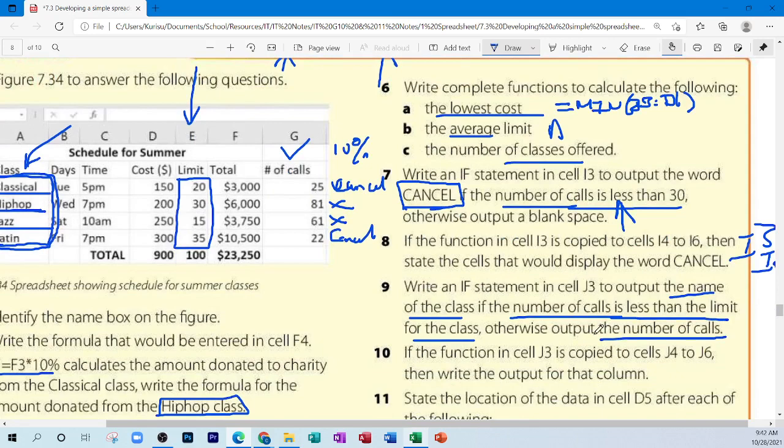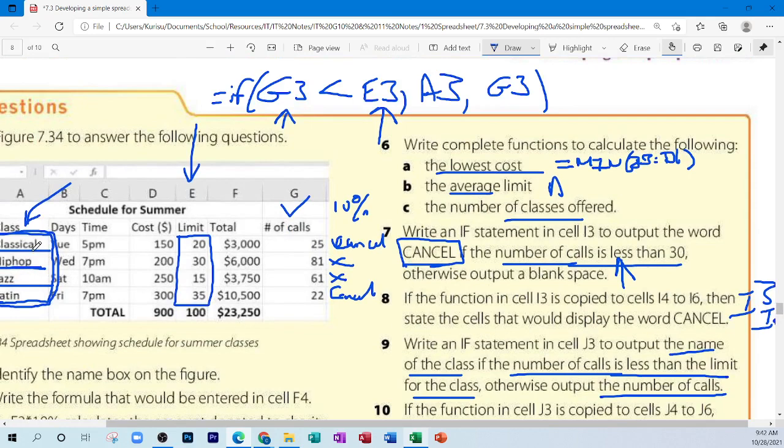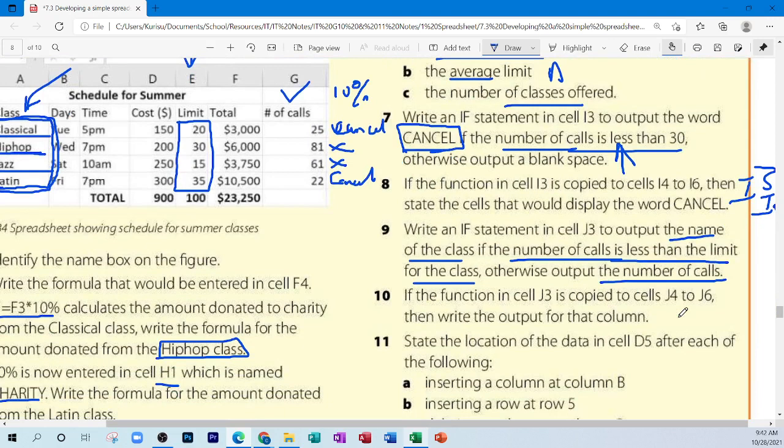So if you wanted something to change, that is when you use the cell names. It's the same for any function, any formula. That's why we use cell names when we want it to change based on the location.